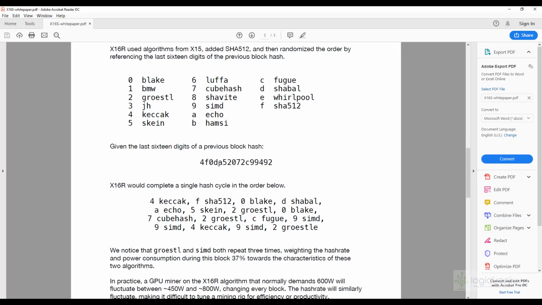sometimes some of the algorithms get repeated. For example, Blake is repeated twice. Here are 2 zeros, so Blake is repeated twice, and there is 99, so SIMD is also repeated twice. So if these algorithms are repeated twice, then the hash rate will be dynamic too. So power consumption and hash rate will also be dynamic, and will be changing over time.